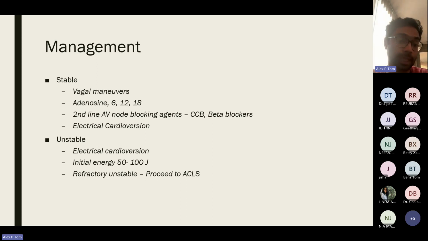You may or may not see a P wave because the rate is high. The P wave would be in between the QRS complex, inside the QRS complex, or right outside the QRS complex. Look for pseudo R waves. If you find pseudo R waves, yes, that's mostly an AVNRT.